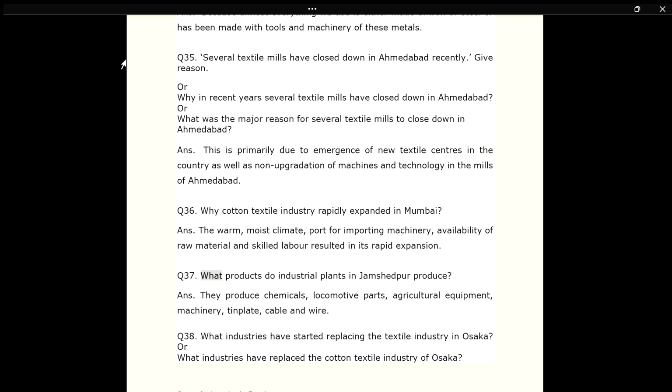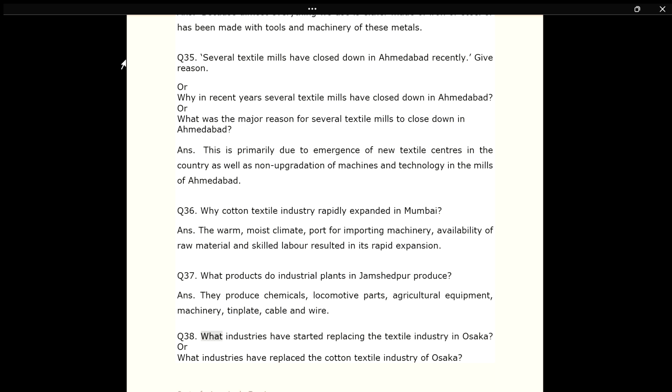Q37. What products do industrial plants in Jamshedpur produce? Ans. They produce chemicals, locomotive parts, agricultural equipment, machinery, tinplate, cable and wire.